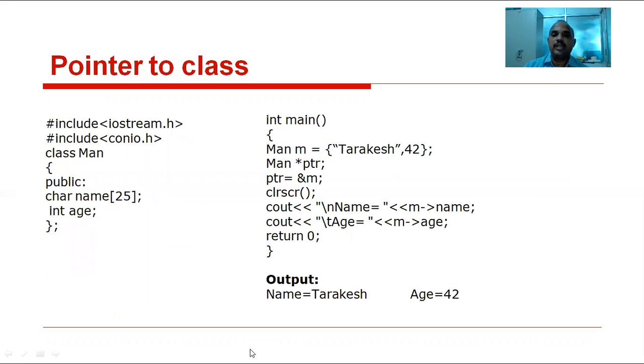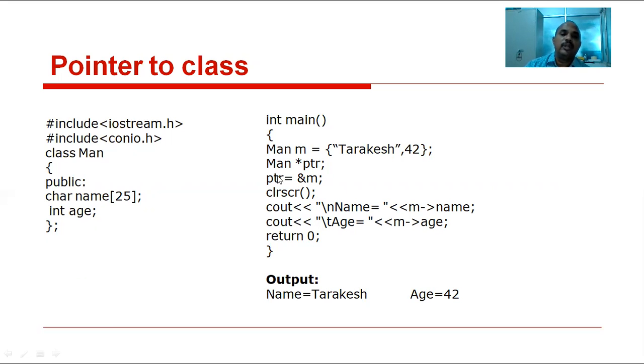Then pointer to classes. How to define a pointer to a class? For example, this is a class. The class name is man. Man m, and man asterisk ptr. Then m is a general object, and ptr is a pointer object, where ptr equals ampersand m. Then simply display name and age, using ptr to name and ptr to age.